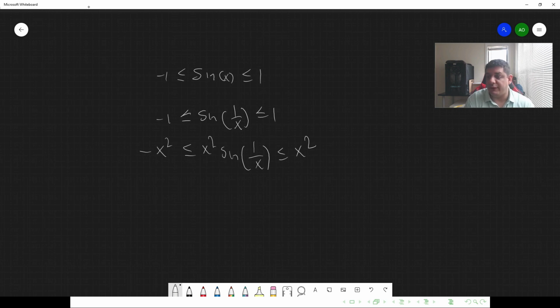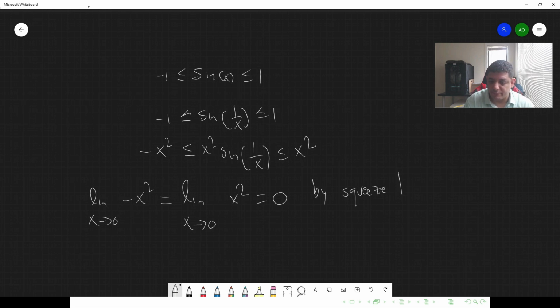Now, using the squeeze theorem, notice that the limit when x goes to 0 of minus x squared is the same as the limit when x goes to 0 of x squared, and it's going to be 0. By the squeeze theorem, that implies that the limit when x goes to 0 of x squared sine of 1 over x is 0. So notice that I don't need information about the function in the middle. I can just use the information about the bounding functions. Okay?